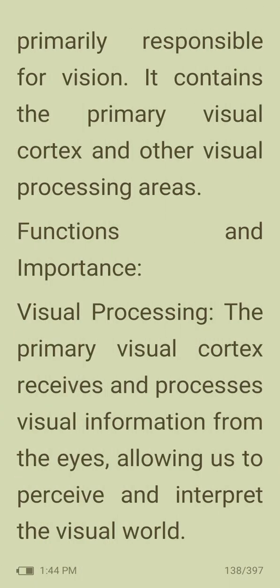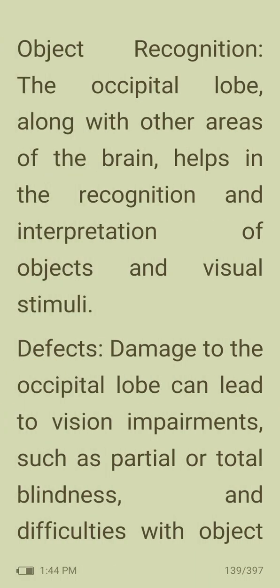It contains the primary visual cortex and other visual processing areas. Then, some functions and importance. Visual processing. The primary visual cortex receives and processes visual information from the eyes, allowing us to perceive and interpret the visual world. And object recognition.